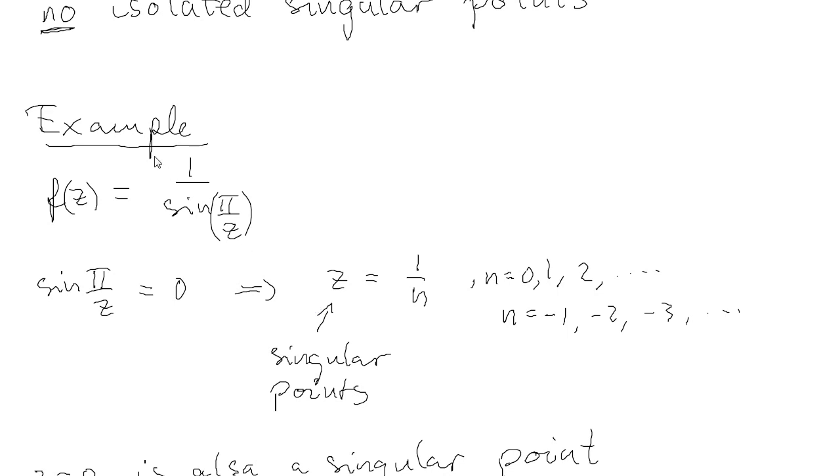What about this? This function f of z equal to 1 over sine of pi over z. Is that a function with isolated singular points? Yes, it has a lot of singular points. Let's just try to find them. We know that this function is analytic except when the denominator here is 0. So when the denominator is 0, then we have some singular points, and let's find these singular points.